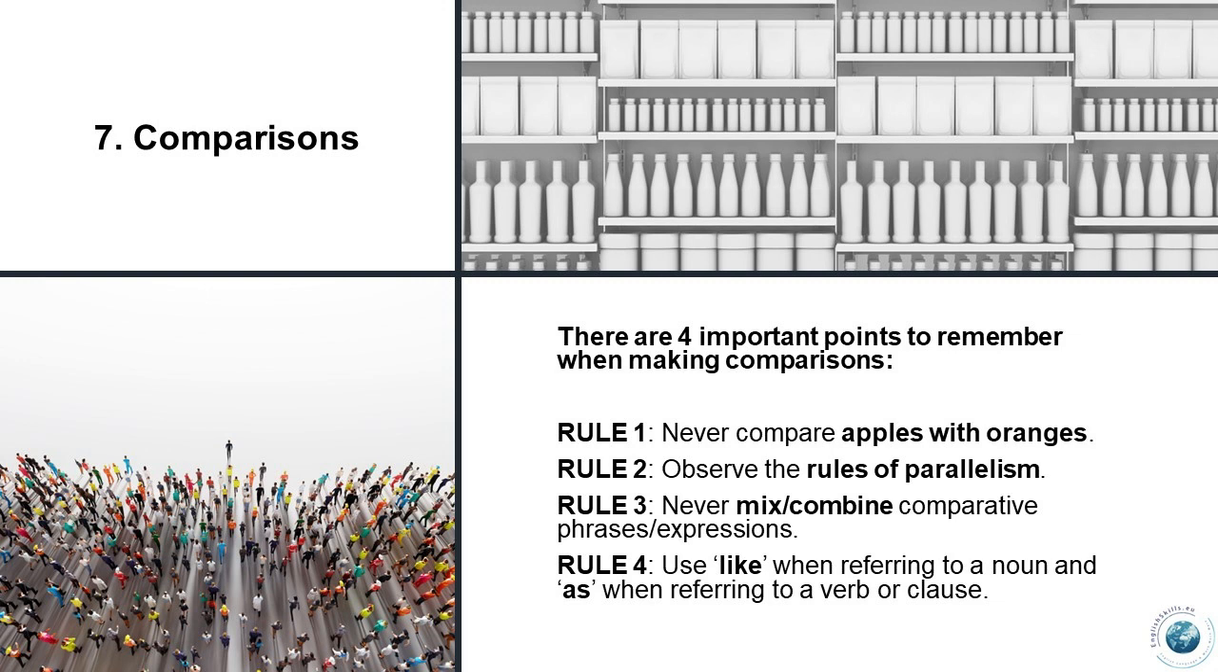Grammar Topic 7. Comparisons. There are 4 important points to remember when making comparisons. Rule 1. Never compare apples with oranges. Rule 2. Observe the rules of parallelism. Rule 3. Never mix or combine comparative phrases or expressions. Rule 4. Use like when referring to a noun, and use as when referring to a verb or clause.